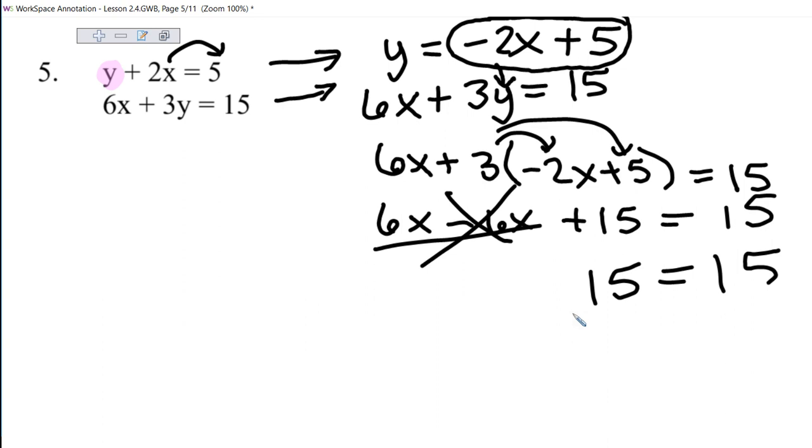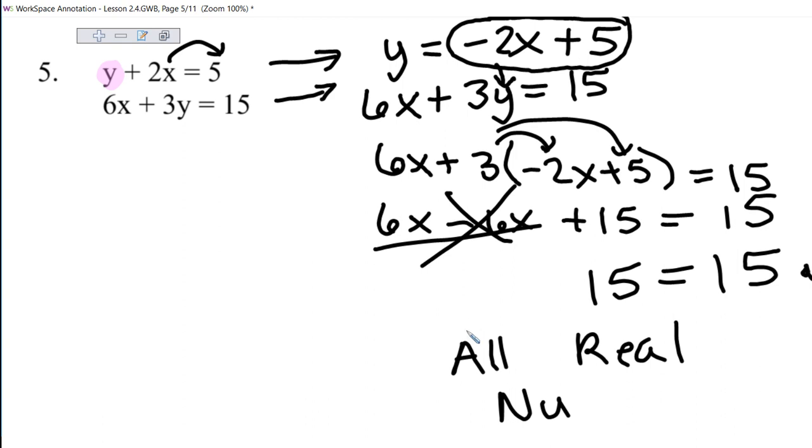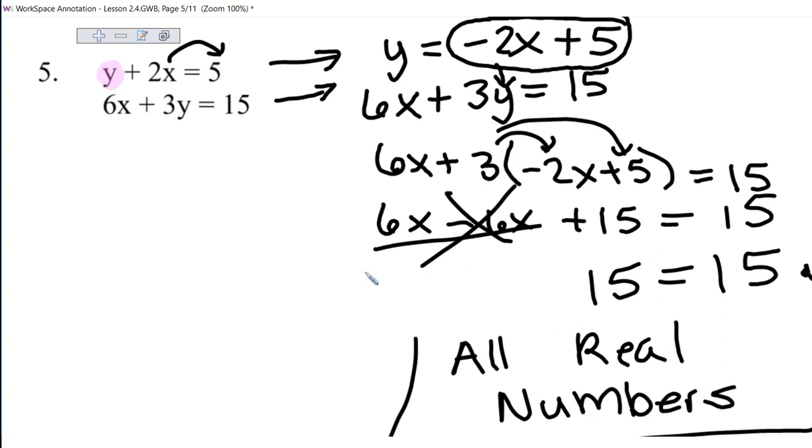So when your variables disappear, you have to ask yourself, is this true or false? So does 15 equal 15? Yes, our answer is going to be all real numbers. Now that actually saved us some work because we didn't have to solve for the other variable.